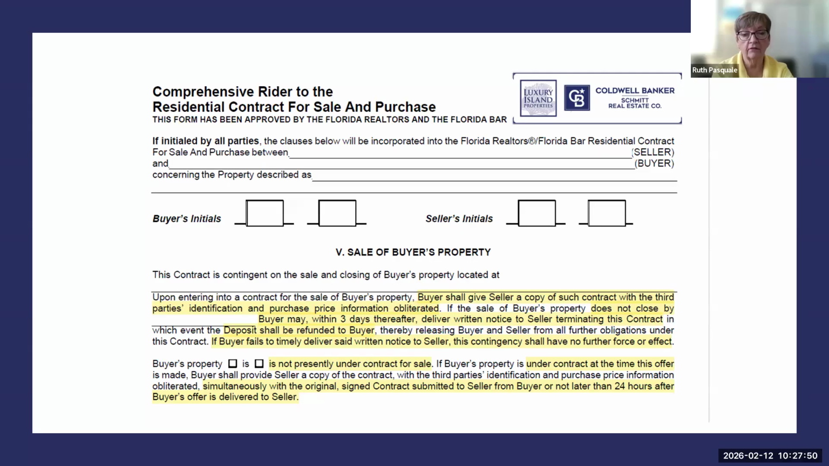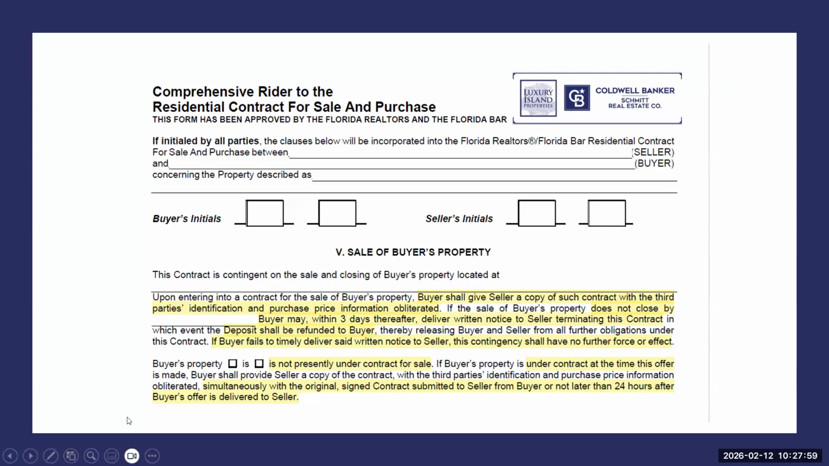That does make sense. Ruth, this is Christy. What I've done in the past is say in the original as is, closing shall be within 10 days of closing of buyer's property, something like that. I guess I could say closing will be within 10 days of the sale of buyer's property, or whatever language you use to say that we're signing off on it. Would that work?